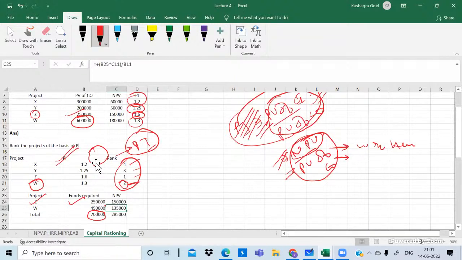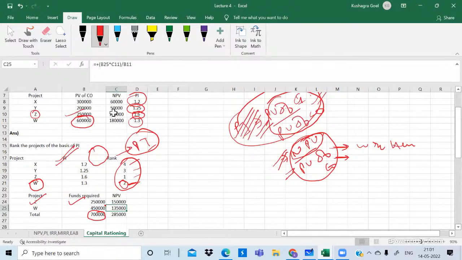Okay. In case we implement 100% of the project, which is at rank 3, should we take it? Now, again, let's say the question says you can implement only 100% of the project. You cannot accept a part of the project, which means projects are not divisible. So again, then I have to do the trial and error method. So let's say if I take project X and project Y, because I have 7 lakhs, I can take project X and project Y, which means I'll be utilizing 5 lakhs.